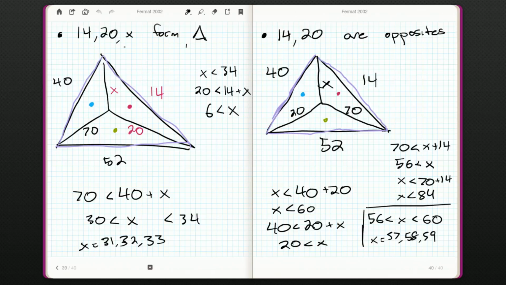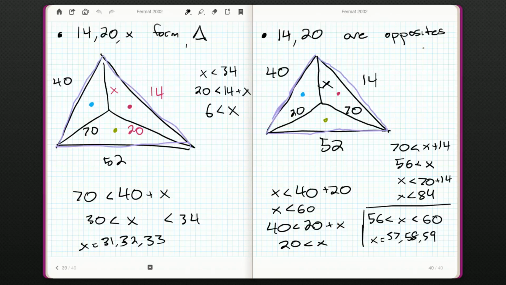And that was it. It flowed logically from that point. As soon as we said 14, 20 and x formed a triangle, that forced 70 over here, which forced 52 here, which forced 40 here, which forced a triangle inequality with 40, x, and 70, and that was the only other condition that really applied. Okay, so I'm confident in our first case. It's only going to result in 3.